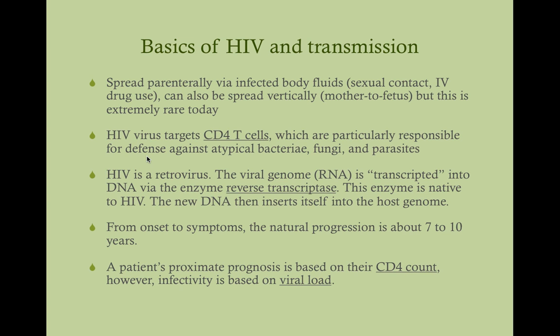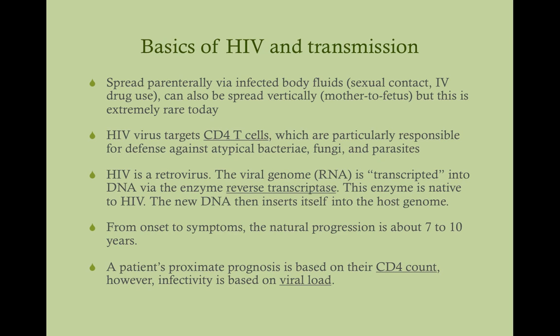What does the HIV virus do? It targets CD4 cells. The proteins on the surface of HIV are specific to those CD4 cells. What do CD4 cells do? They're T cells that are responsible for defense against atypical bacteria, fungi, and parasites.